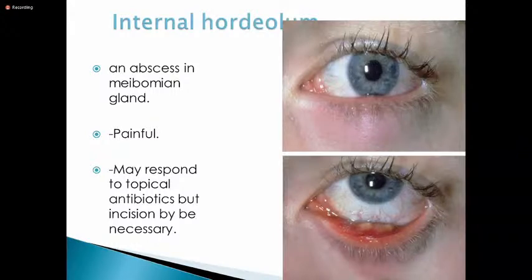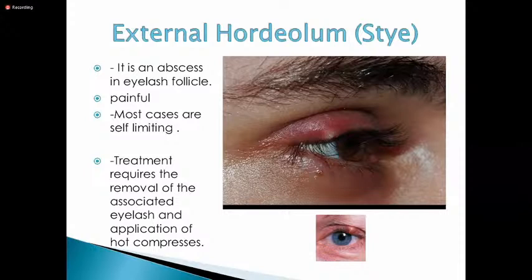This one, of course, now needs antibiotics, and most likely it doesn't respond very well to topical antibiotics. Most likely you need to give an oral antibiotic, and if it persists, then incision and curettage has to be done. The hordeolum can be divided into two.